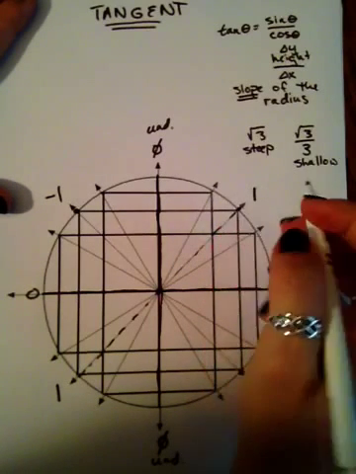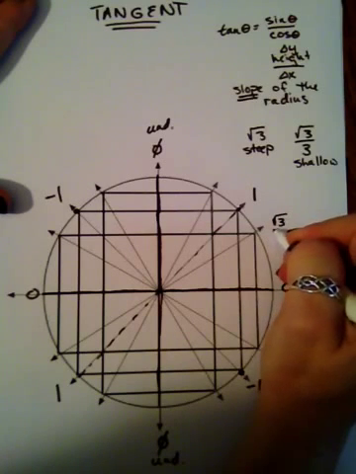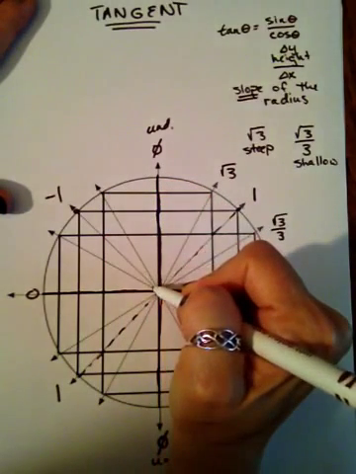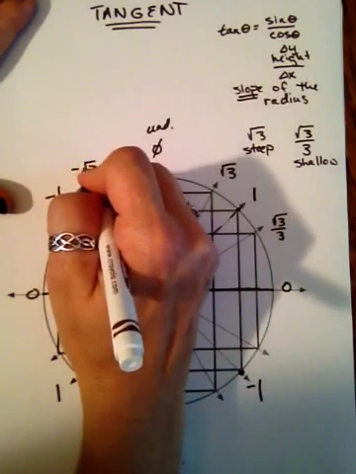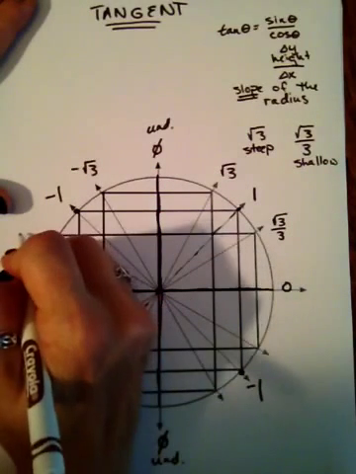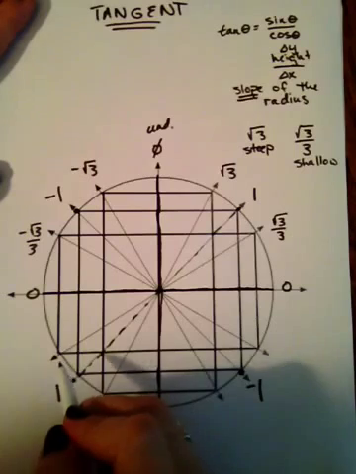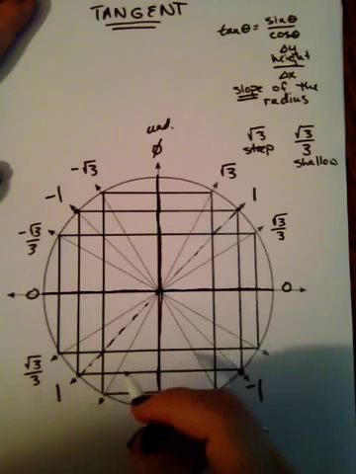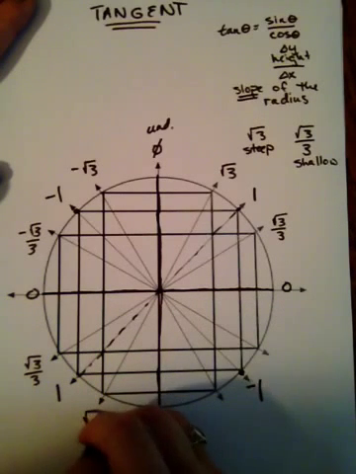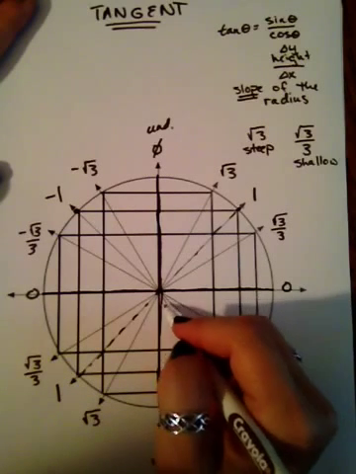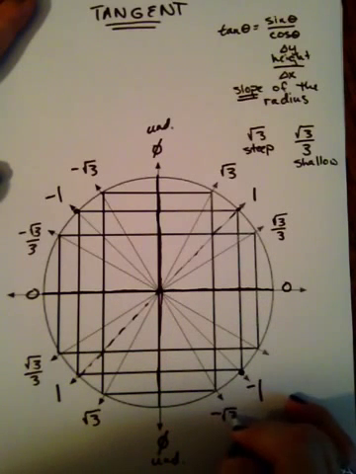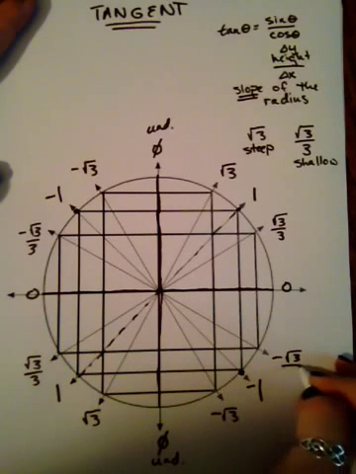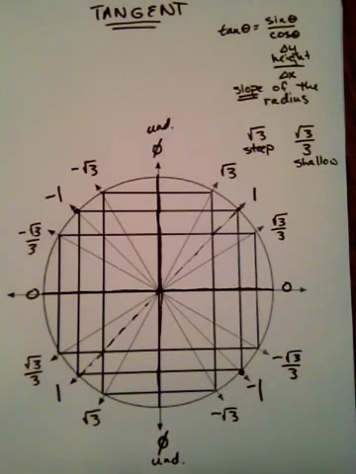The radius is going up from left to right, so they're positive. This is square root of 3 over 3. This is square root of 3. This is steep, but it's going down, so negative square root of 3. Shallow going down, negative square root of 3 over 3. Shallow going up, square root of 3 over 3. This one is 1. This is steep going up, positive square root of 3, undefined. Steep going down, negative square root of 3, -1. Shallow going down, negative square root of 3 over 3. And those are the values of tangent on the unit circle.